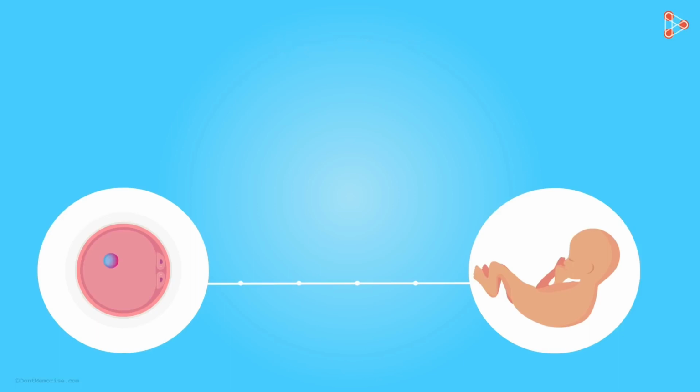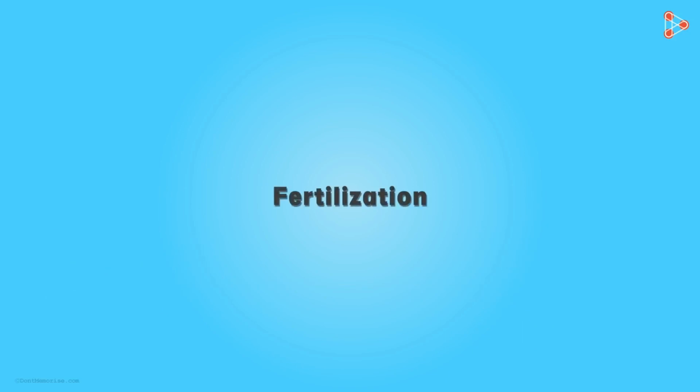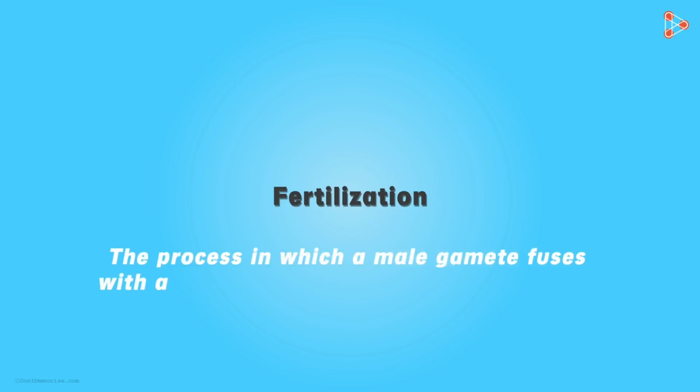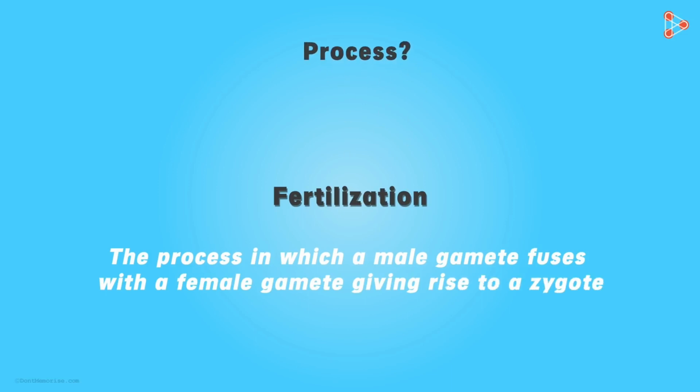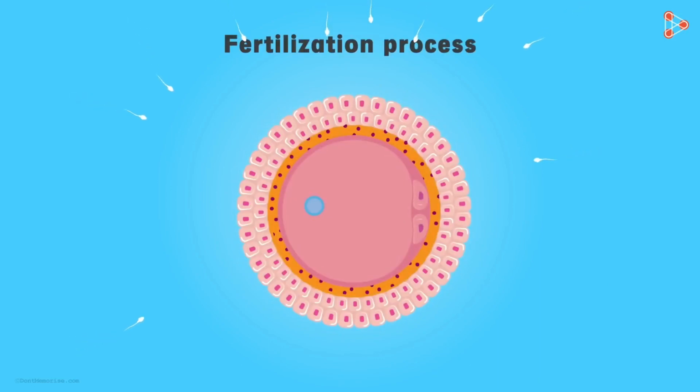Let's have a look at this most important process that helped us gain life. Yes, I'm referring to the process of fertilization. How do we define it in simplest words? Fertilization is the process in which male gametes fuse with a female gamete, giving rise to a zygote. So, how will this process begin?